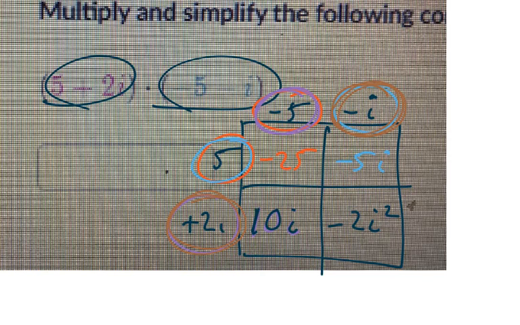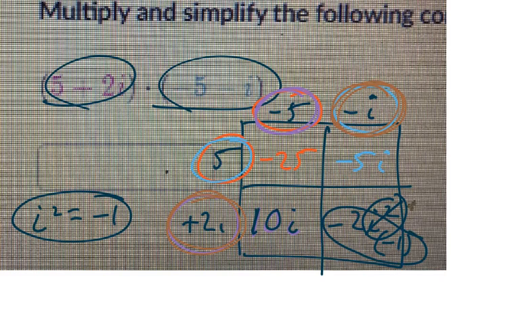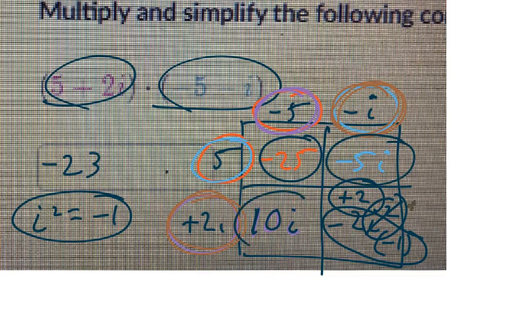Oh, do you guys remember what this i squared is? Remember, guys, i squared is really a negative 1. So let's replace that with a negative 1, right? And negative 2 times negative 1 is positive 2. So what we're going to type in our answer box is simply negative 25 plus 2, which is negative 23. Negative 5i and 10i is positive 5i.